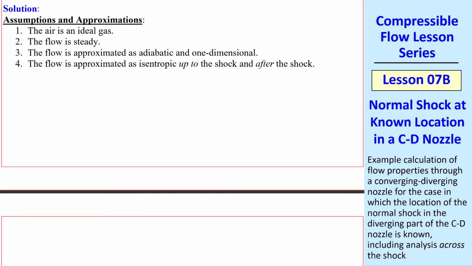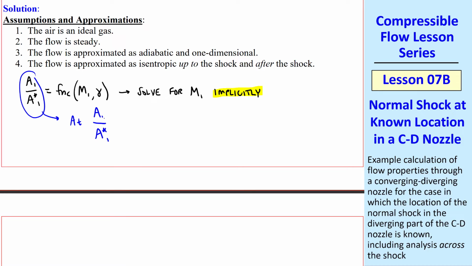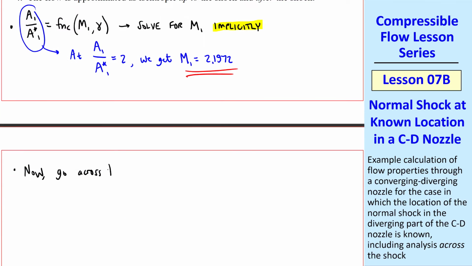Now let's do the analysis. First, upstream of the shock, A1 over A*1 is a function of M1 and gamma, using our area ratio versus Mach number equation. I'm not going to write this out since we've done it many times, but we can solve for M1 implicitly using any technique you like: false position method, fancy calculator, tables, etc. At the given A1 over A*1 equal 2, we get M1 equal 2.1972.